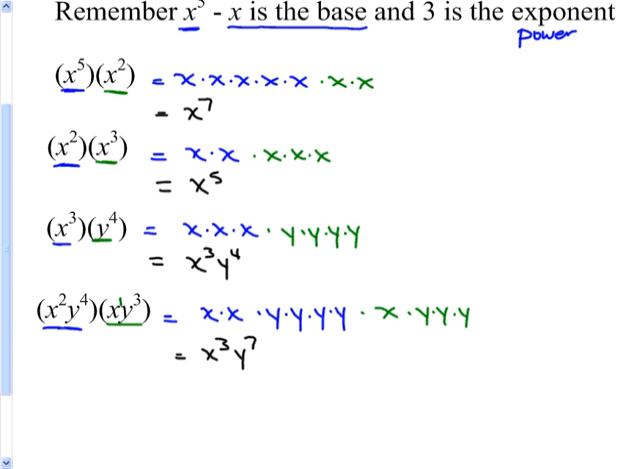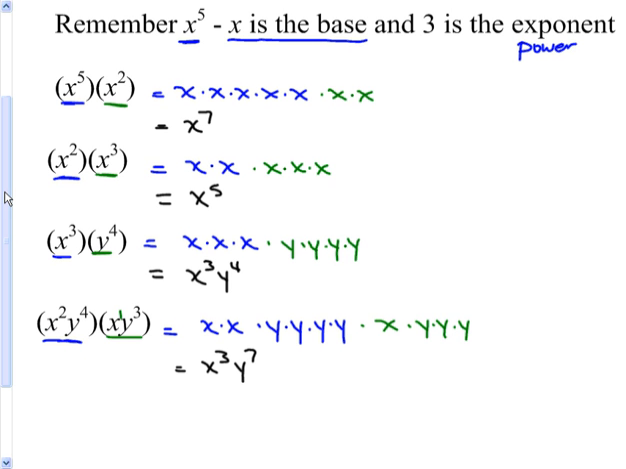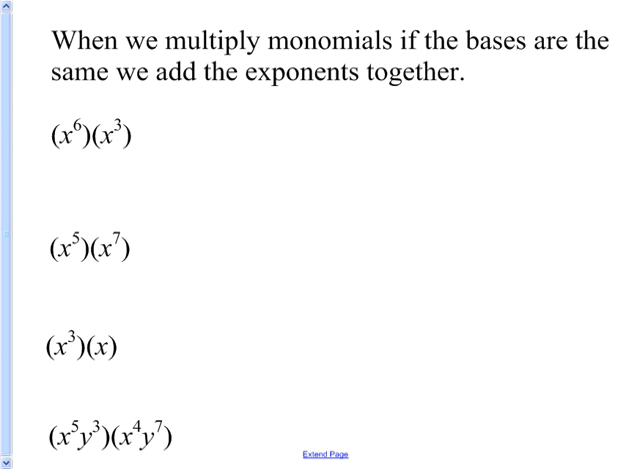Now we don't want to do this every single time we have a question like this, so the question is, is there a shortcut? Is there a pattern here? And if we look, we'll see there is. Look at the exponents. When I have 5 and 2, how do I get 7? 2 and 3, how do I get 5? Now this one was different, but 2 and 1 gives me 3, and 4 and 3 gives me 7. We'll see that when we multiply these, we add the exponents together, provided the bases are the same. So I say when we multiply monomials, if the bases are the same, we add the exponents together.